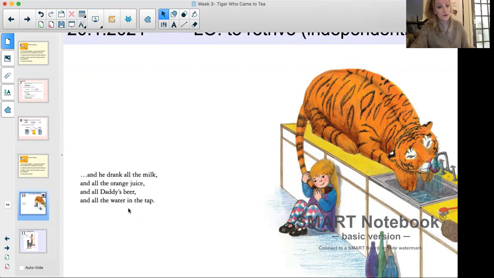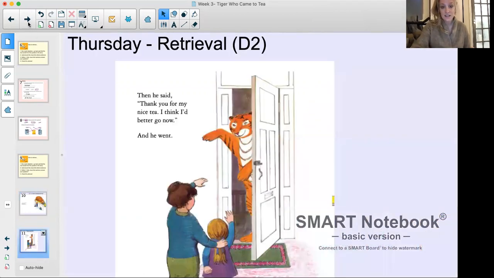And he drank all the milk and all the orange juice and all Daddy's beer and all the water in the tap. Then he said, "Thank you for my nice tea. I think I'd better go now." And he went.